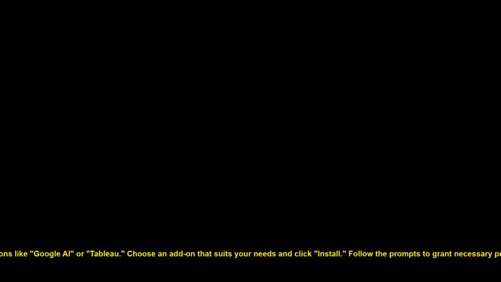To utilize AI features, click on Extensions in the top menu. From the drop-down, select Add-ons. Click on Get Add-ons to open the Google Workspace Marketplace. Search for AI-related add-ons like Google AI or Tableau. Choose an add-on that suits your needs and click Install. Once installed, return to the Extensions menu to find your add-on. Select it to activate its features within your spreadsheet.